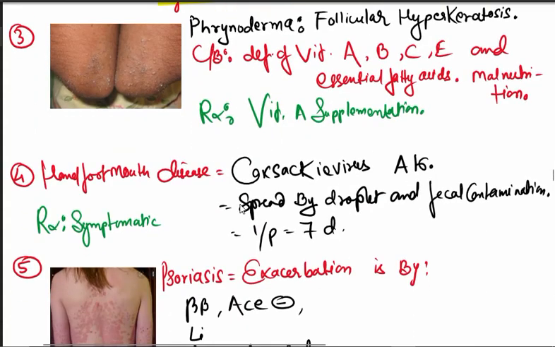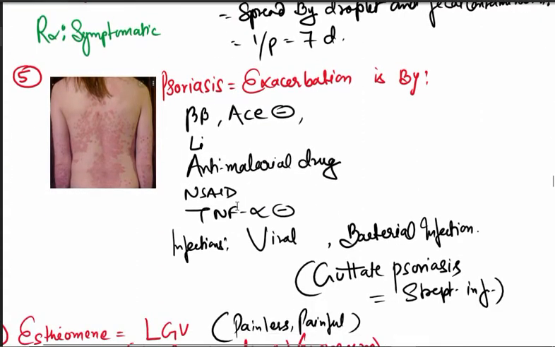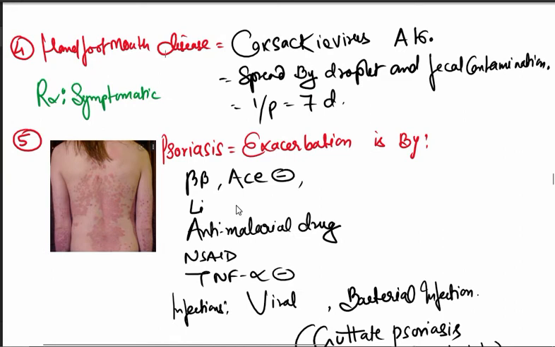Next one, this on the extensor surface, this is phrynoderma. This is a follicular hyperkeratosis, and this is caused by deficiency of vitamin A, B, C and E, and essential fatty acids. It can also be due to malnutrition. Treatment is vitamin supplement.